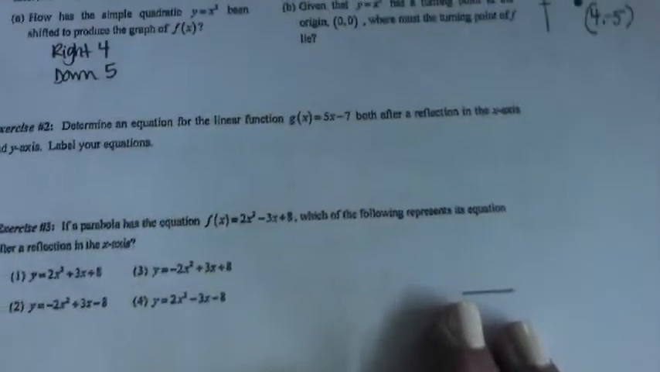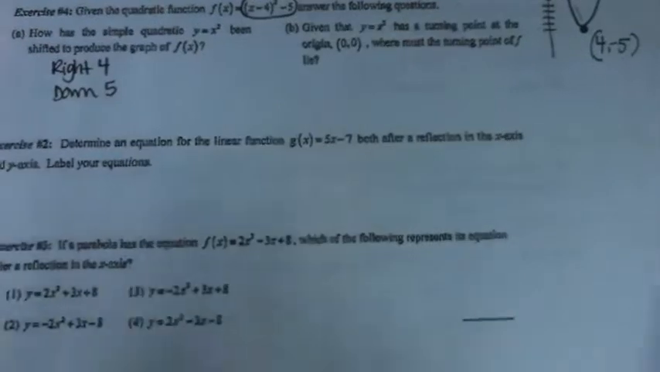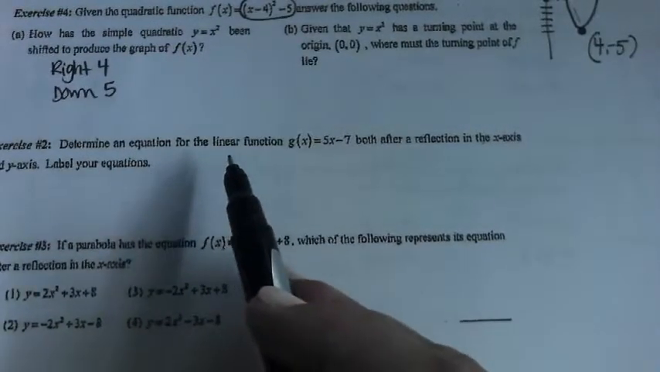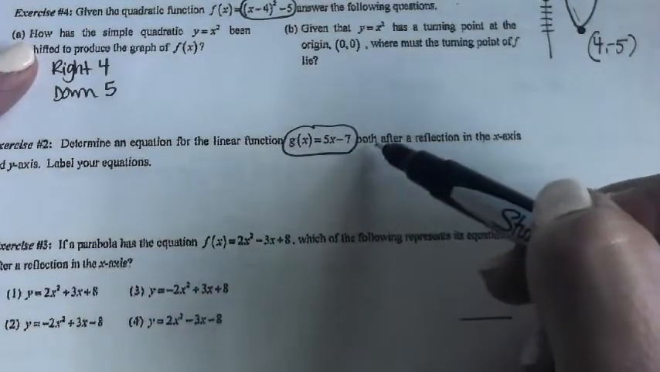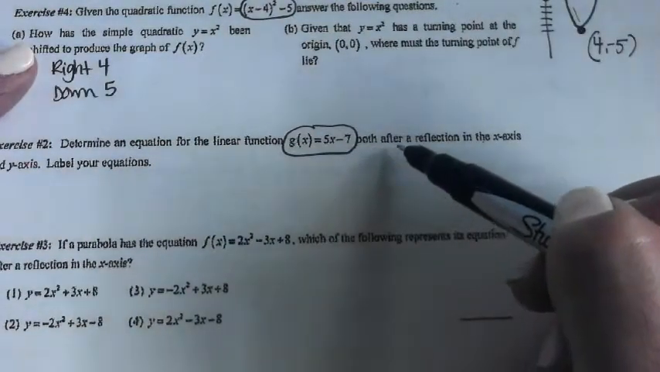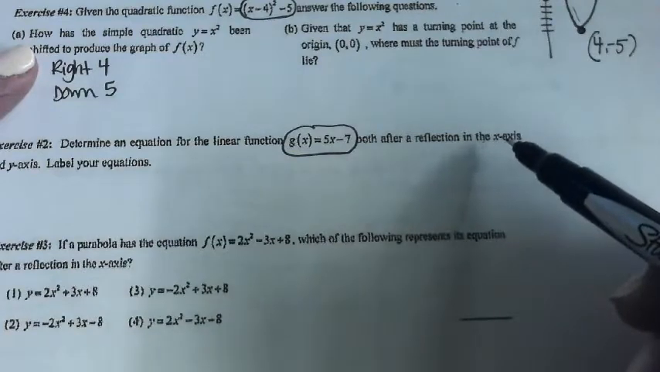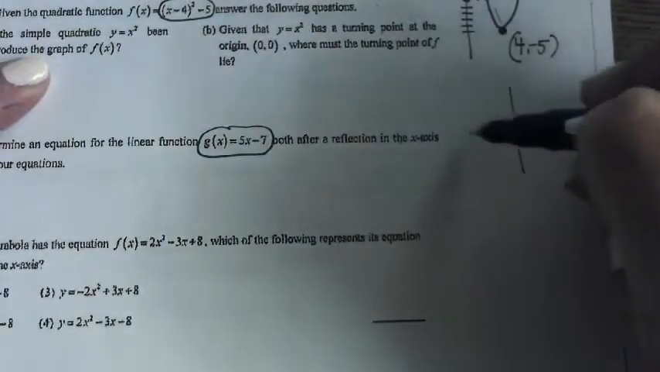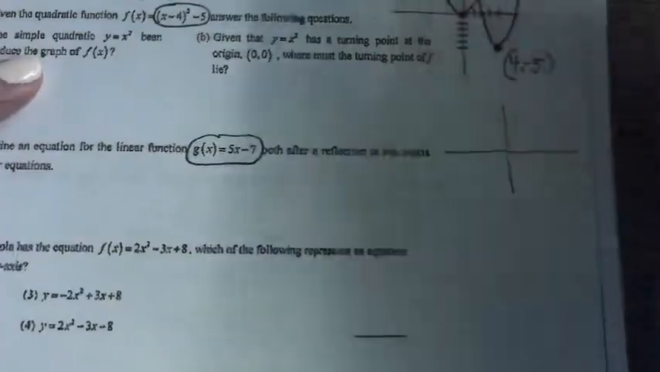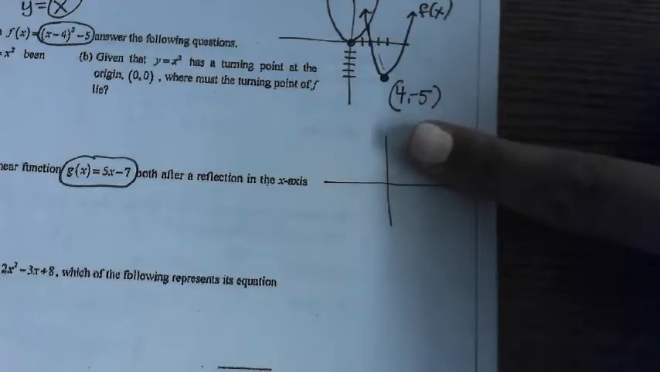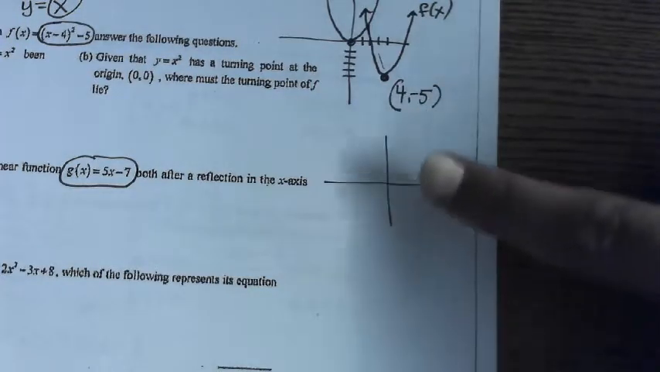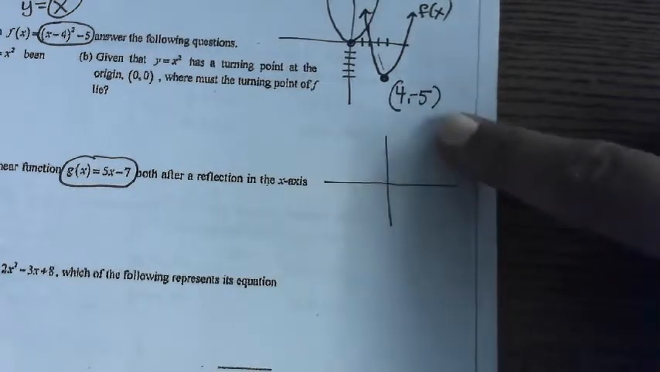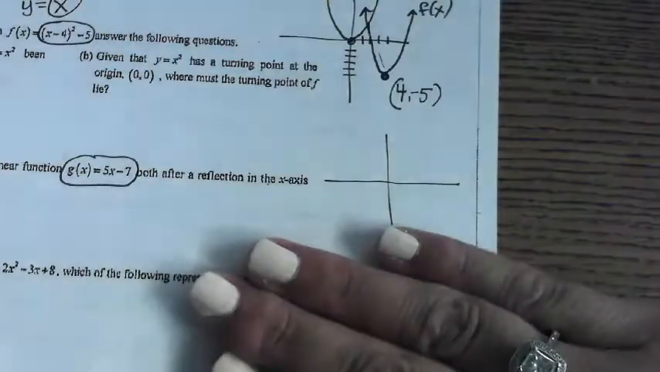Jumping to exercise 2. We're going to do this a little bit more algebraically now. So, determine an equation for the linear function. We're dealing with this linear function. We're going to do 2 separate questions. And the first is going to be after a reflection in the x-axis. So think about flipping over, look up at the board. If you're flipping over the x-axis, is that a vertical or a horizontal reflection? Vertical. You're going from up to down.